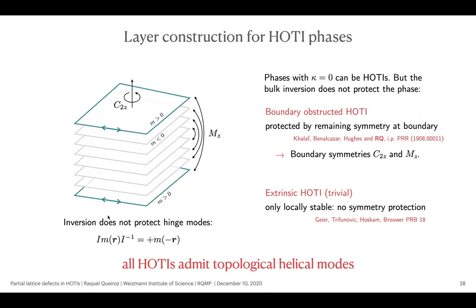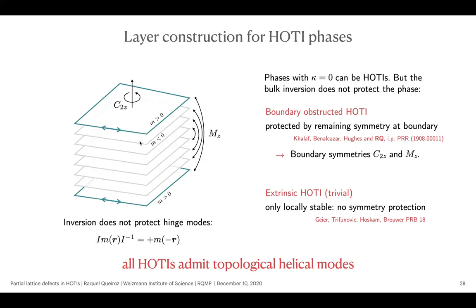And in that case, I have a situation where I have a one-dimensional mode, but if it's symmetry protected, the symmetry that protects it is going to be the symmetry of the surface itself. So when we have such a situation, we call it a boundary obstructed higher order topological phase. It's protected by the remaining symmetry at the boundary. In this case, we can break inversion into C2, which is just the rotation, the two-dimensional inversion, and also M_z, and that will be enough to protect those modes as well.